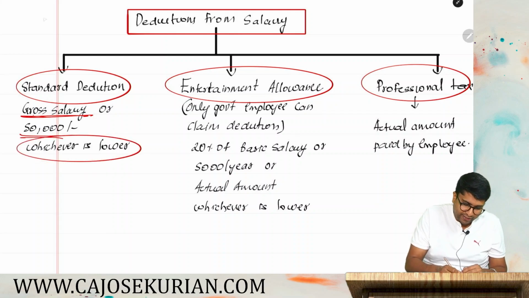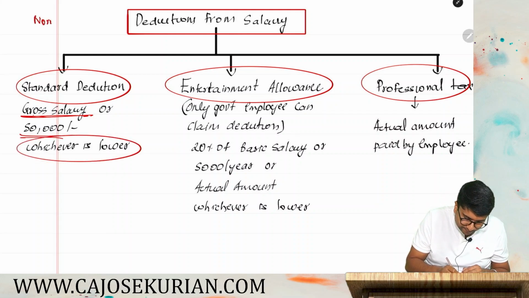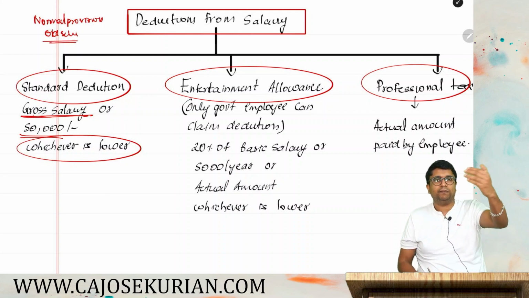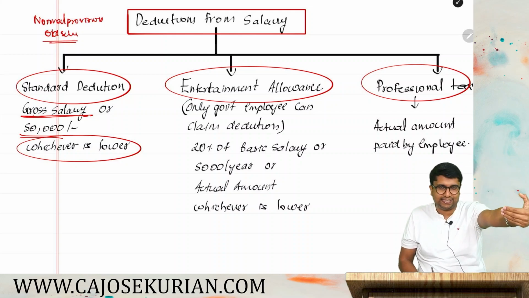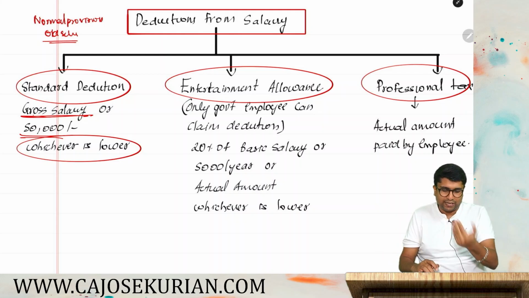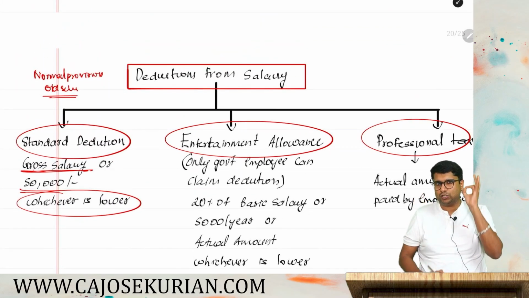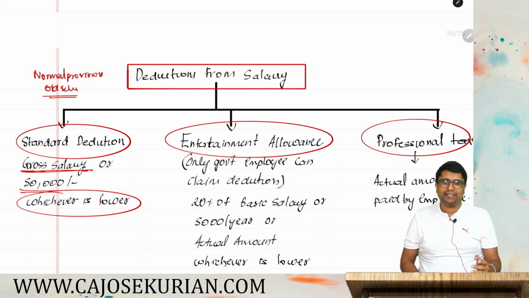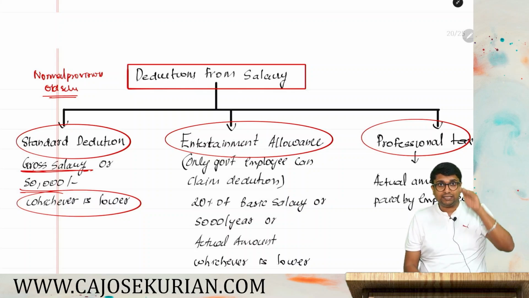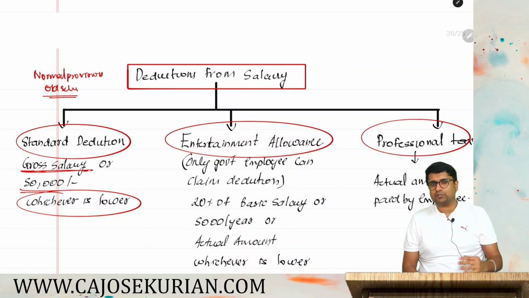For the time being, we are discussing the normal provisions. Normal provisions, that means the old scheme. If the assessee is opting for the default scheme, that means 115BAC, then there is a separate computation that we will discuss afterwards. For the time being, if the assessee has opted for the old scheme, you claim the standard deduction. And how much is the standard deduction? Either the gross salary or 50,000, whichever is lower.